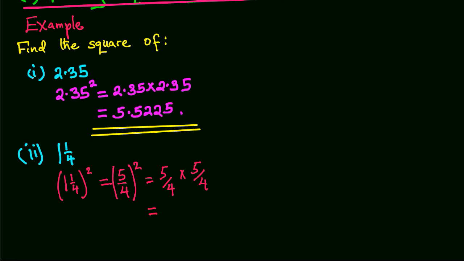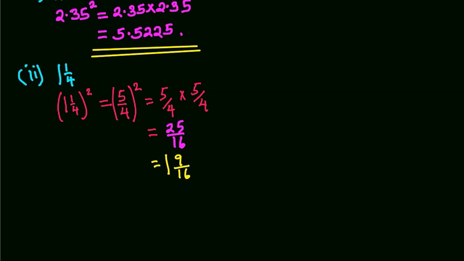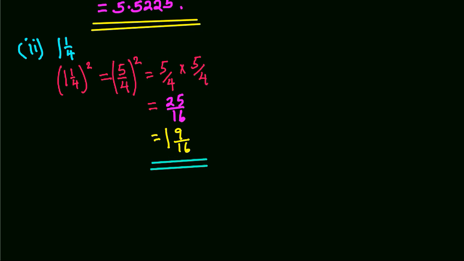And the answer in this case is 25 over 16, which we can write as 1 and 9 over 16. Similarly, numbers in power form can also be considered.